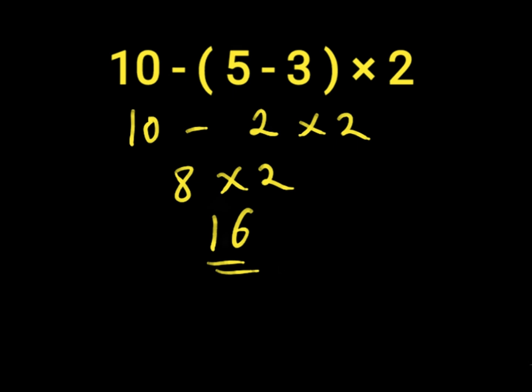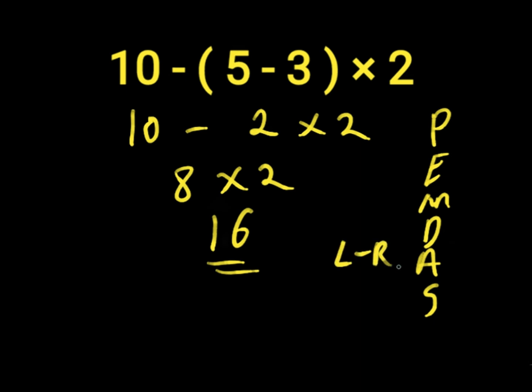16 is the wrong answer to this question because we did not follow the order of operation, which is PEMDAS. In PEMDAS, we have the parentheses, exponent, multiplication, division, addition, and subtraction. Remember, multiplication and division have equal priorities, as do addition and subtraction, moving from left to right. So in this expression, we have parentheses, multiplication, and subtraction. So we work according to these rules.